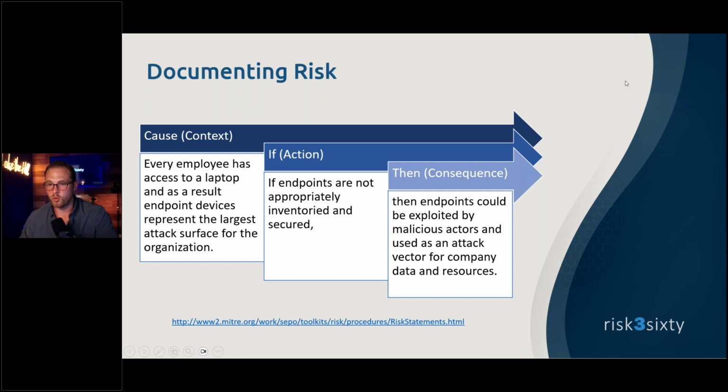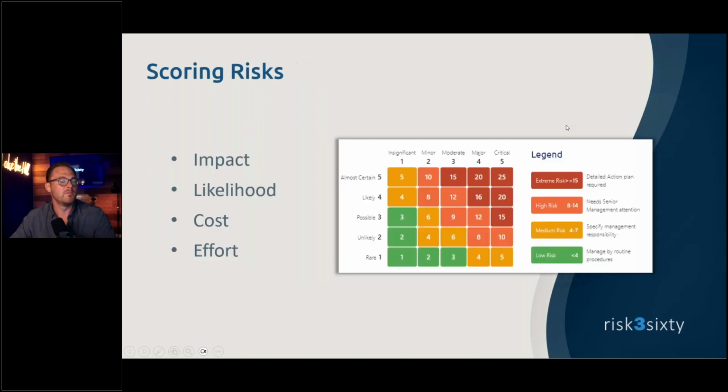So if you're writing your own risk statements, I think this is just a really simple, easy formula to follow to write a good risk statement. So that's the first thing, documenting them. Document your risk statements like this. The second thing is, once you have that risk statement documented, how do you prioritize it?